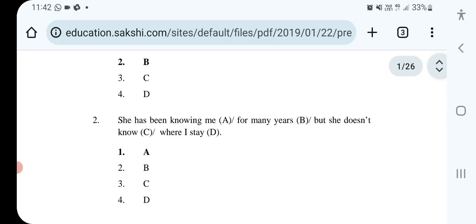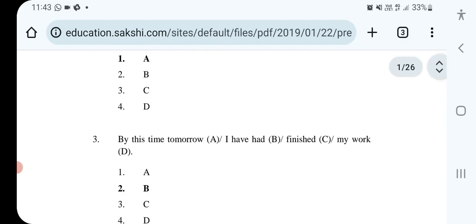Second one. She has been knowing me for many years, but she doesn't know where I stay. For know, we should not use the ing form. Perfect continuous tense or present continuous tense we should not use for the word know. She knows me, so the error is in part A.